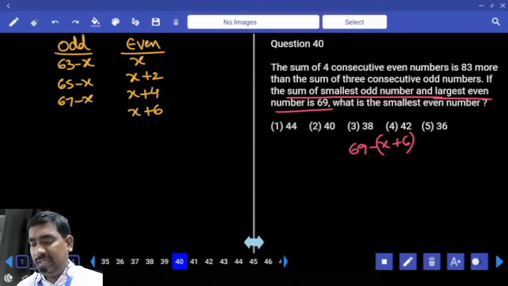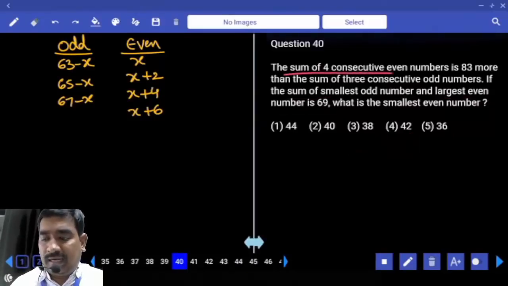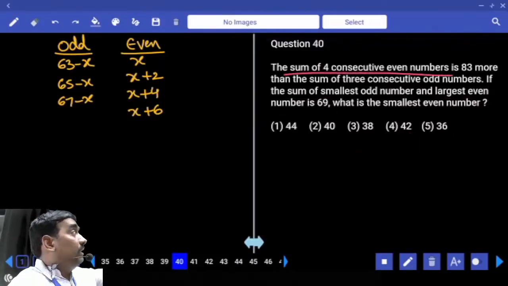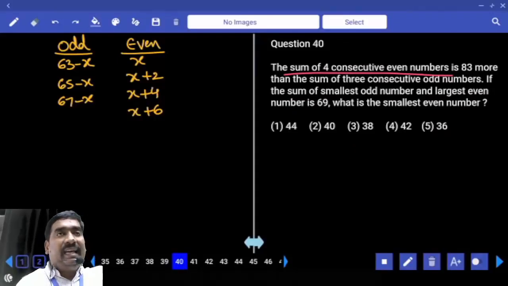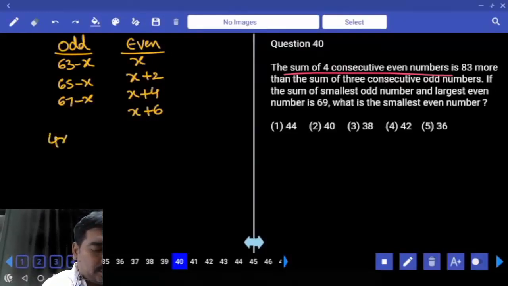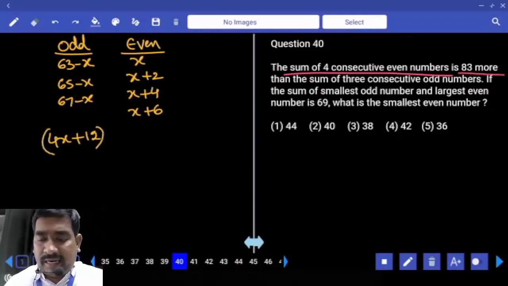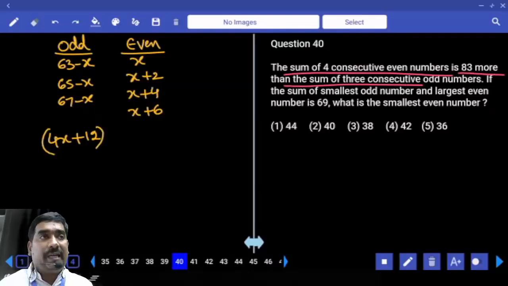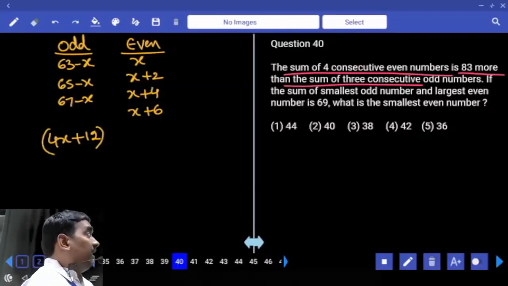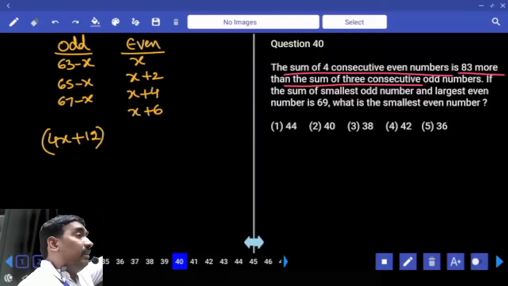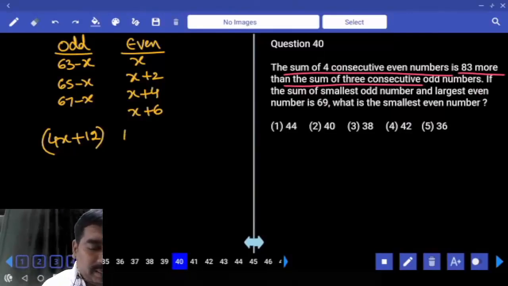And they gave a condition here. Sum of 4 consecutive even numbers means x plus x plus x plus x, 4x, and 6 plus 4 plus 2, 12. So 4x plus 12 is 83 more than the sum of 3 consecutive odd numbers. The 3 consecutive odd numbers sum to 63 plus 65 plus 67, total 195, so 195 minus 3x.